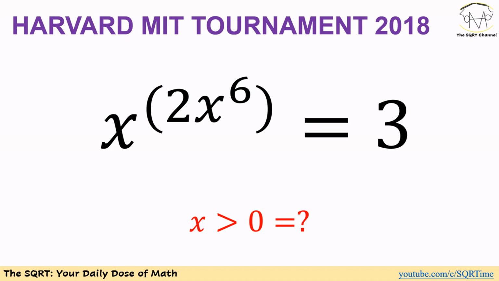In this video, we are going to take a new problem from the Harvard-MIT tournament from 2018. In this problem, we have x to the power of 2x to the power of 6 is equal to 3, and we are looking to find the value that we can have for x, which belongs to positive real numbers, to satisfy this equation. Before moving forward to talk about the solution, as usual, please make sure that you pause the video to think about this interesting problem. See you in a bit.